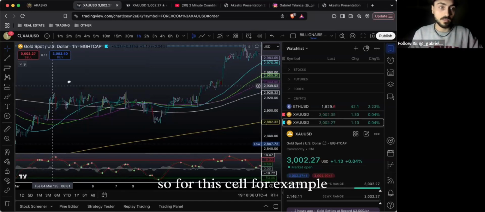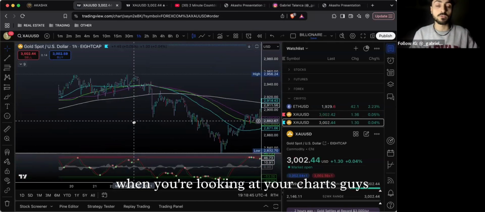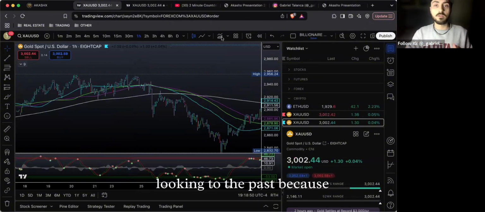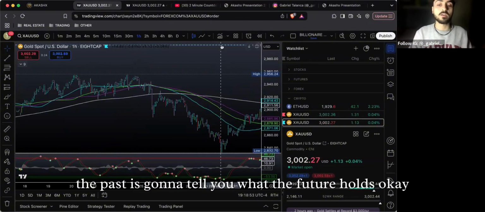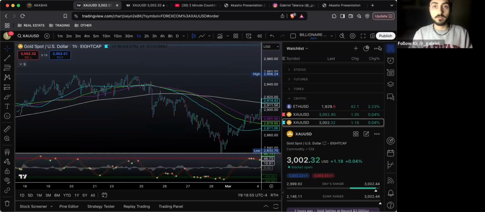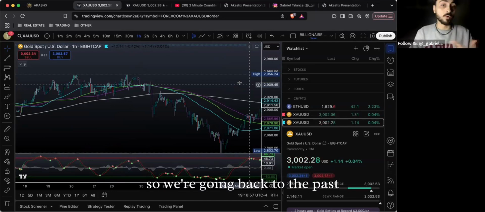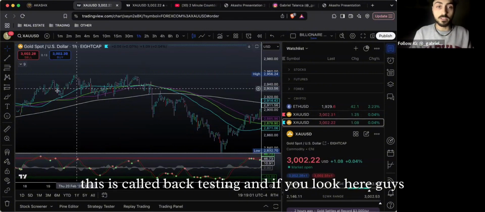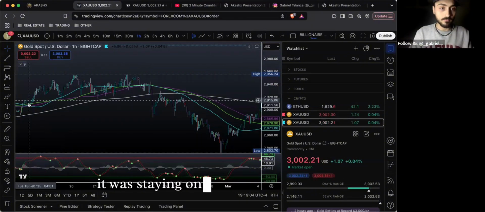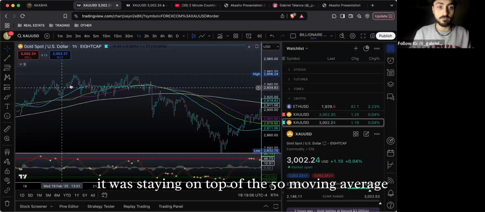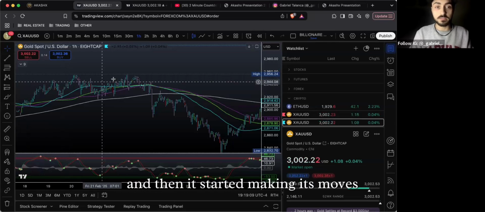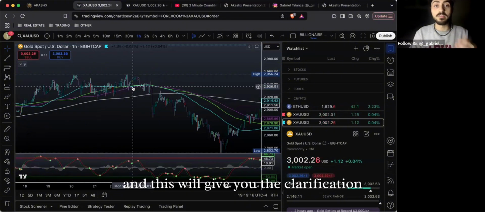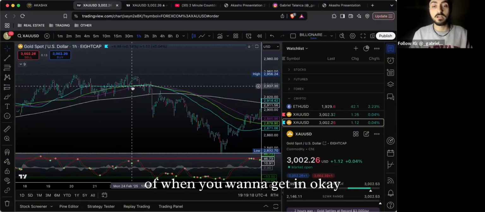So for this sell, for example, when you're looking at your charts, guys, I want you to get into the habit of looking to the past because the past is going to tell you what the future holds. So we're going back to the past. This is called back testing. And if you look here, guys, it was staying on top of the 50 moving average, and then it started making its moves because now all these lines start getting tight together, and this will give you the clarification of when you want to get in.